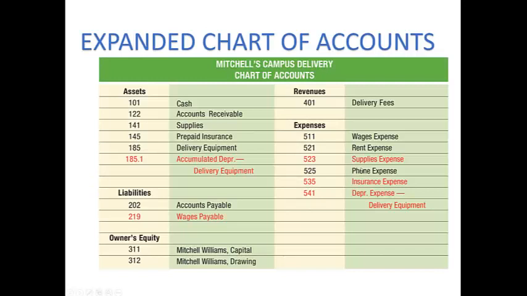Now after we have added all these adjustments, our chart of accounts has expanded a little bit. Under the assets, we've added the accumulated depreciation for the delivery equipment. And notice the numbering. The 185.1 indicates that it is a contra asset, which means it's opposite to the delivery equipment. We've added an additional liability, the wages payable, and we've added 3 new expense accounts: supplies, insurance, and depreciation.